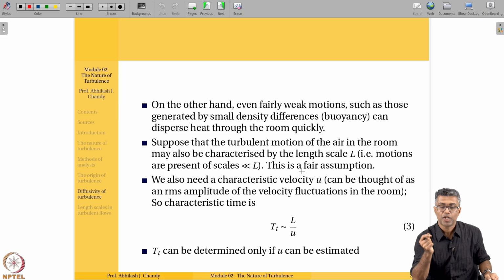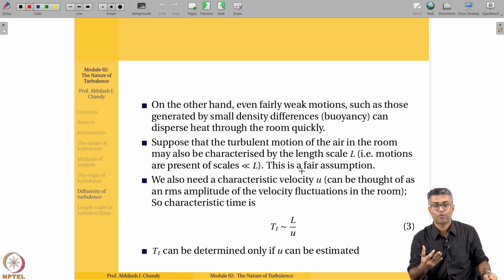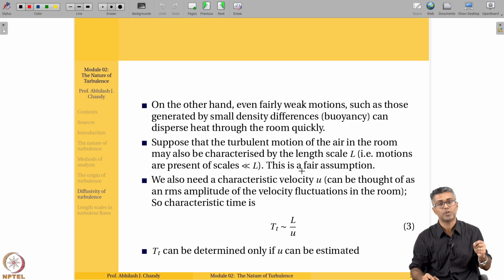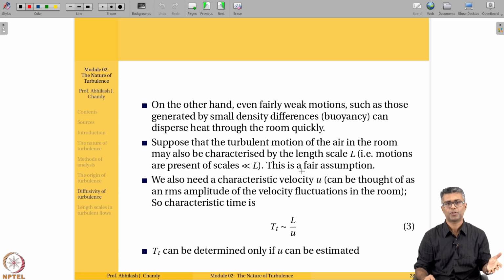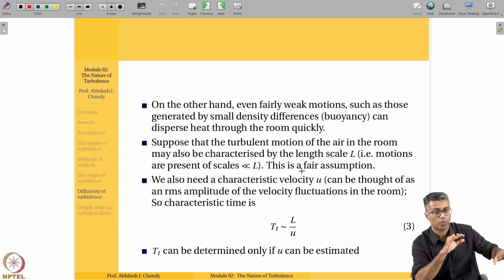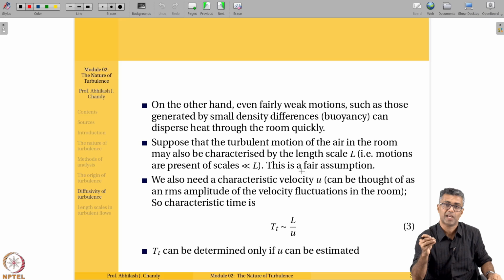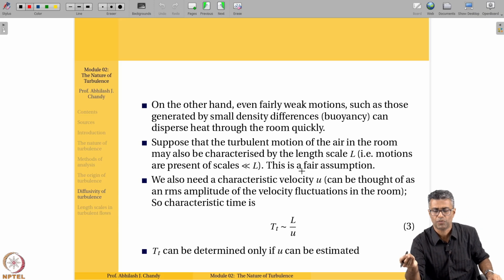Okay. Now, when you have airflow, and this is turbulent airflow, since airflow is associated with a velocity, you will also need a velocity scale. So a characteristic velocity. Typically this can be thought of as an RMS amplitude of the velocity fluctuations. Okay? So this is different from the previous scenario where there is no airflow. Now you have turbulent airflow, so you have to think of the velocity scale, and the velocity scale can be assumed to be the RMS amplitude of the velocity fluctuations.